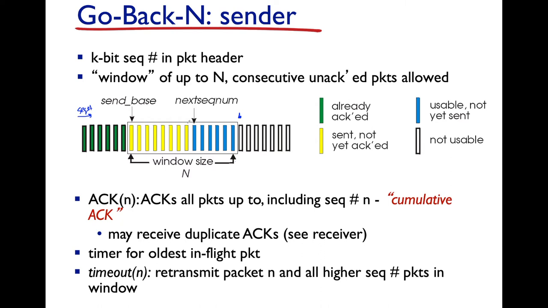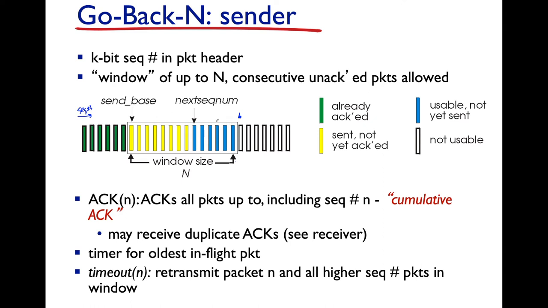So each of these yellow sequence numbers have not had an ACK from the receiver to validate that they've been successfully received and delivered. The blue sequence numbers are those that can be used but have not yet been sent. The blue ones marked by next sequence number, that's the next available sequence number. So someone could call RDT send from above, it allocates the next sequence number, and then you can call it again, and it allocates the next one, and the next one, up to the window size.